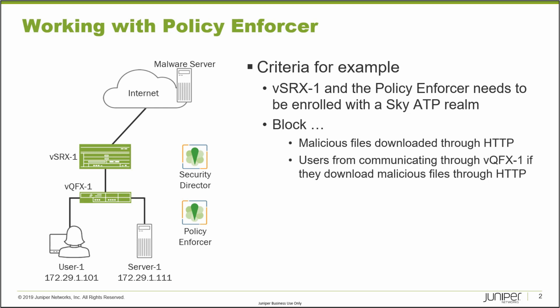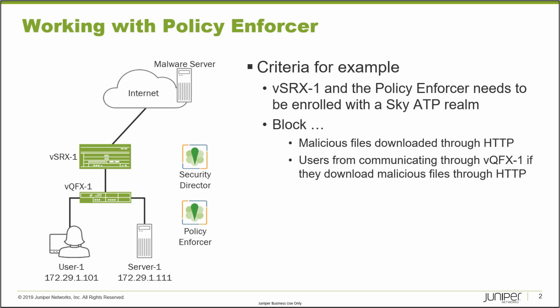So basically what's going to happen here is if user 1 downloads a malicious file through HTTP, we want user 1 to be isolated to where they can't communicate with anything on the network, not just communicate with anything on the internet, but we want user 1 to not be able to communicate with server 1. And the idea here is to stop lateral spread of malware. Because if user 1 downloads something malicious, that could spread to server 1, because user 1 can communicate with server 1. So we want to stop that type of problem from happening.